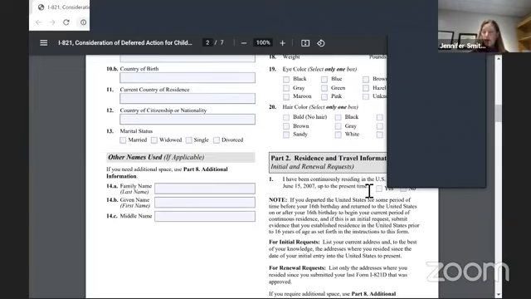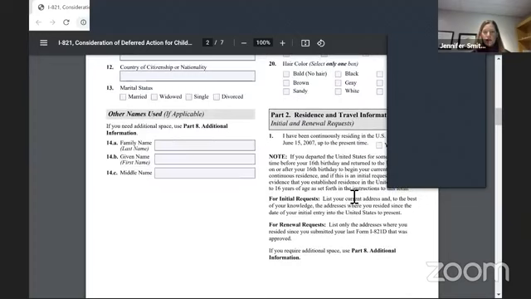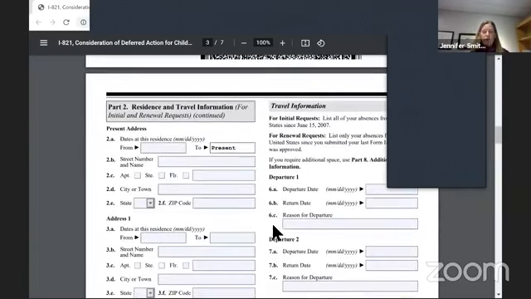If you can't answer yes to this question, then you probably don't qualify for DACA. All right, so you'll see down here there's instructions about if this is an initial request, what we're going to need to put on the form on the next page, and if you're a renewal request, what you need to put on the form. So we're going to go to that page now, and we're going to look at addresses.